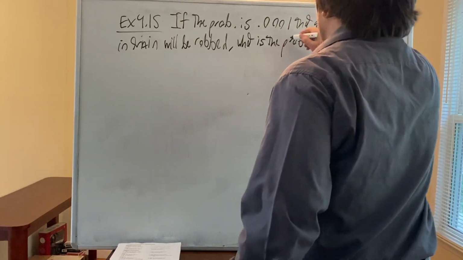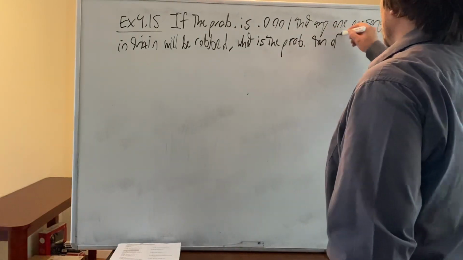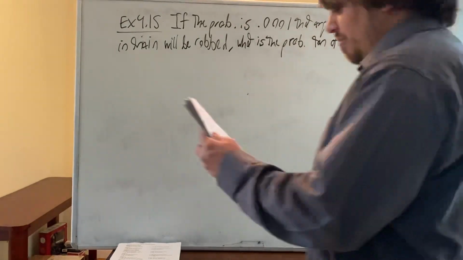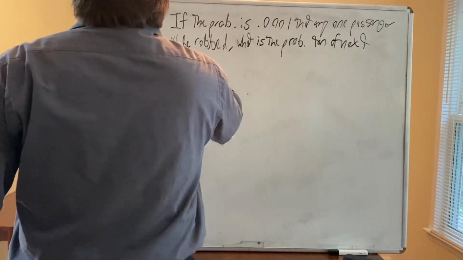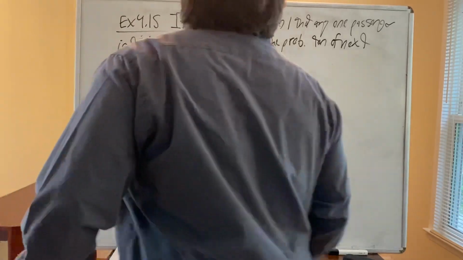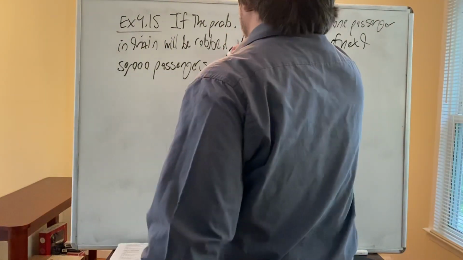Doesn't seem like a safe train. What is the probability 10 of the next 50,000 passengers? Someone told me that, I won't go on the train. So what is the probability 10 of the next 50,000 passengers will be robbed?